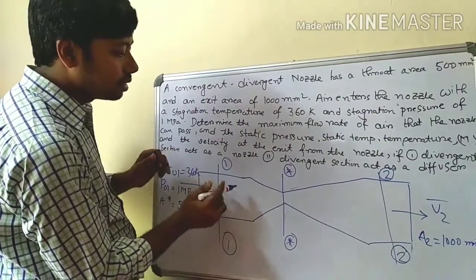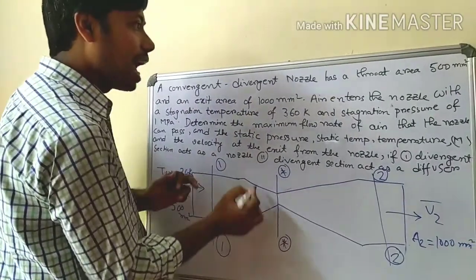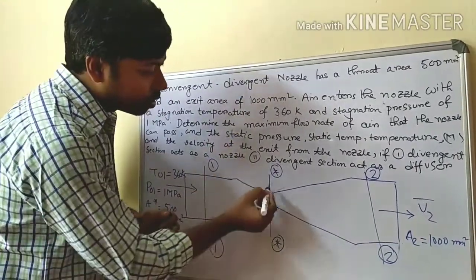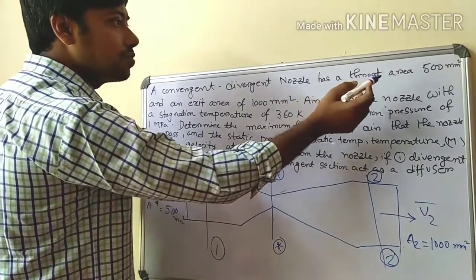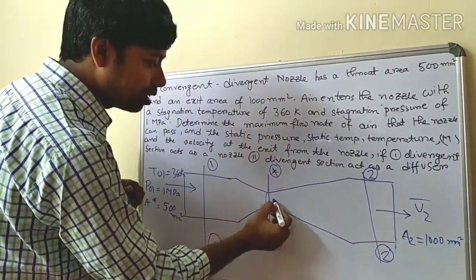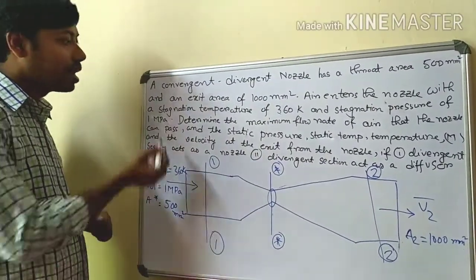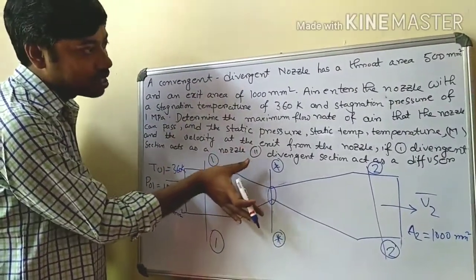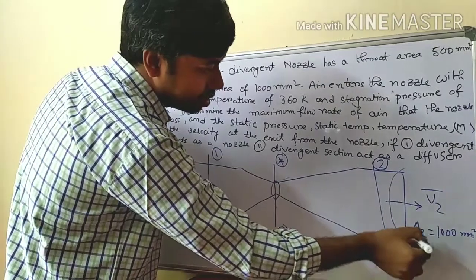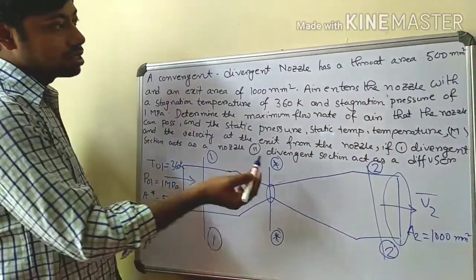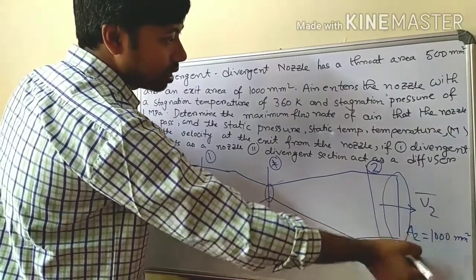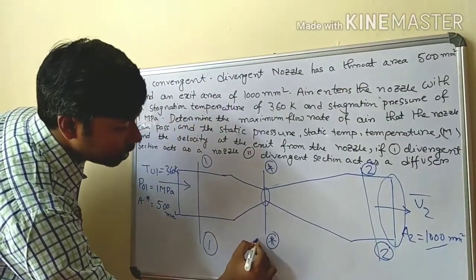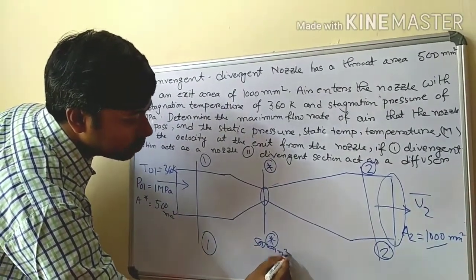In which the data is given as: a convergent divergent nozzle has a throat area. As you know, the throat is where the cross-section area is minimum. Here the throat area is given as 500 millimeter square, and the exit area of the duct is 1000 millimeter square. So A2 is equal to 1000 millimeter square, and the throat area is 500 millimeter square, as given in the numerical.